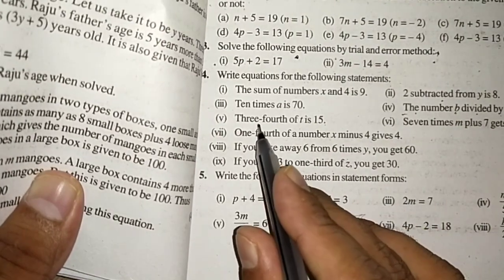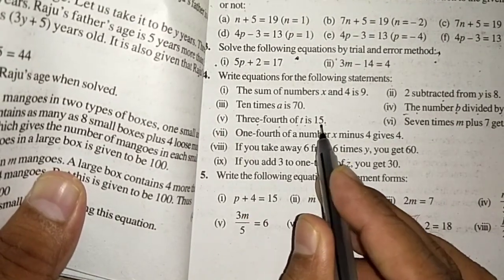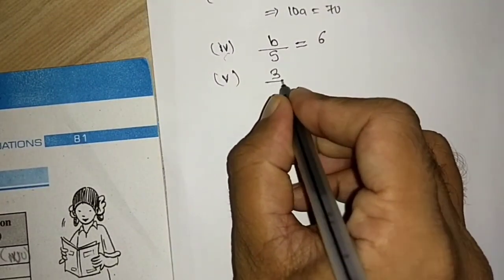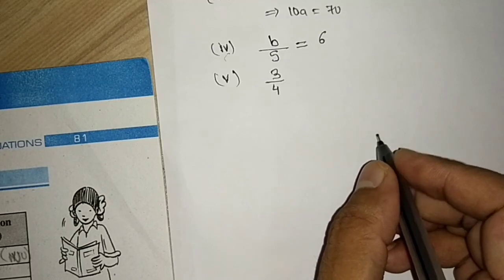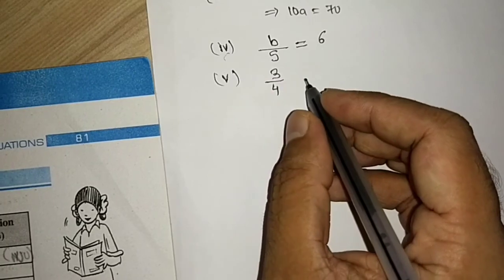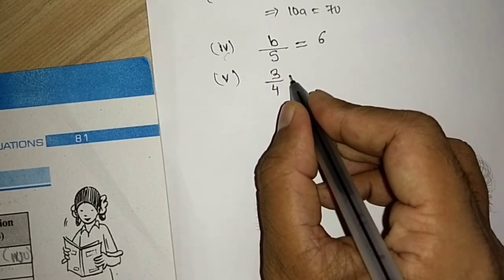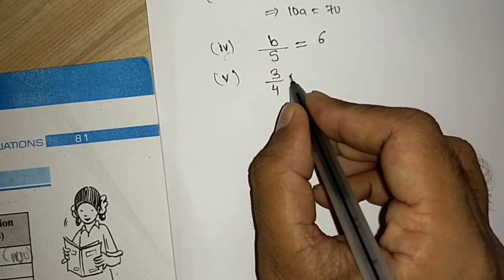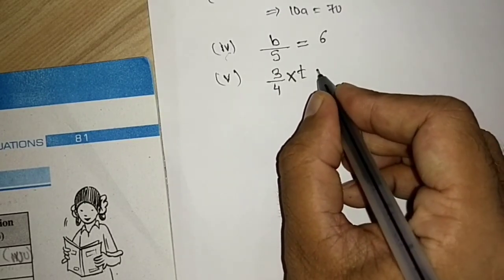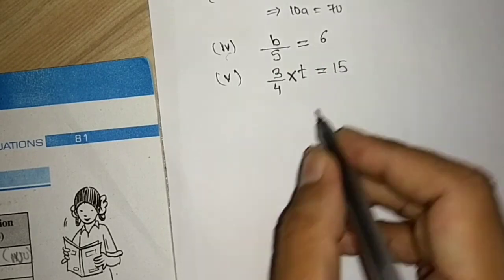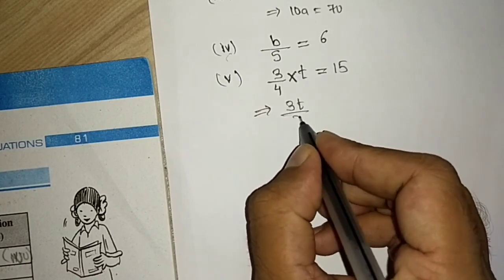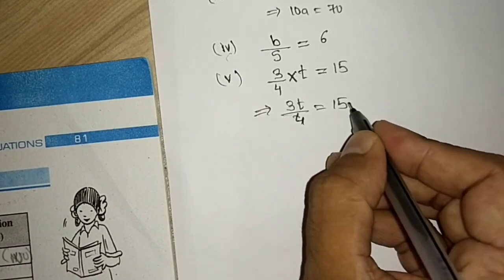Moving to fifth part says 3/4 of t is 15. 3/4 can be written as like this: 3/4, 3 out of 4 parts. 3/4 means 3 out of 4 part. 3/4 of t, of I have already explained you, whenever of comes it means multiplication. T is equal to 15. So it will eventually become 3t divided by 4 is equal to 15.